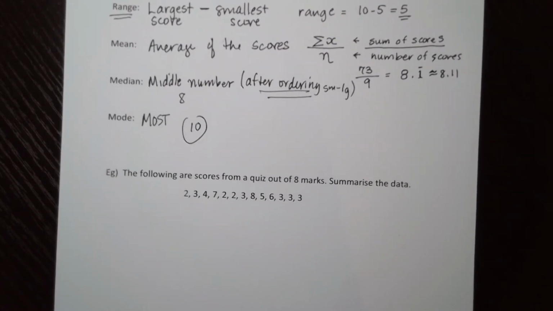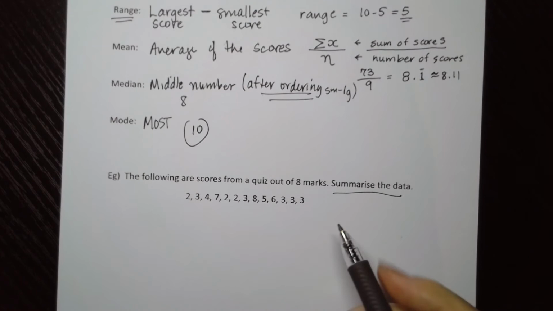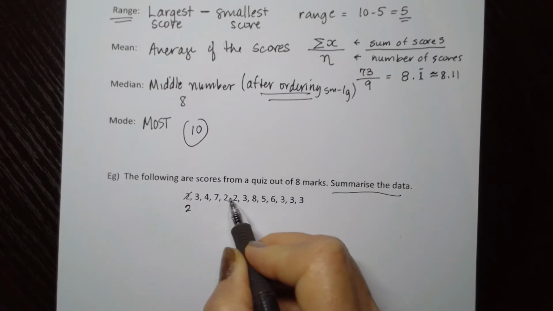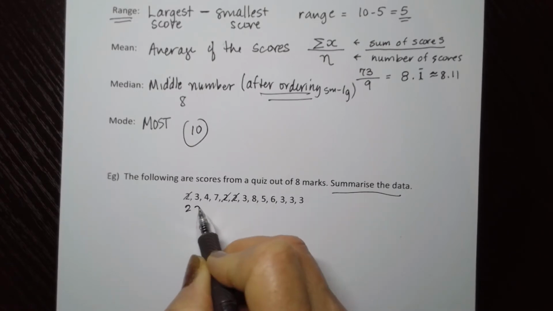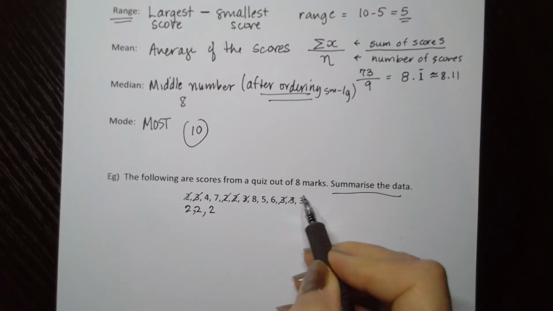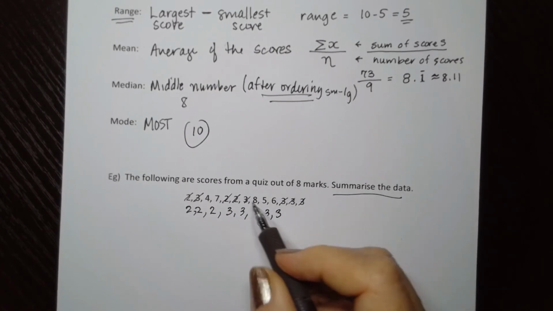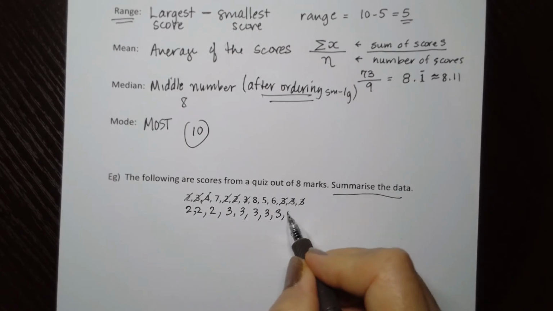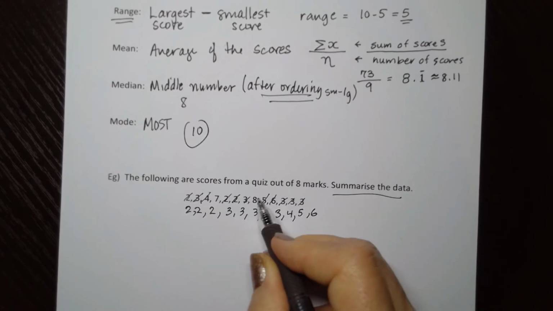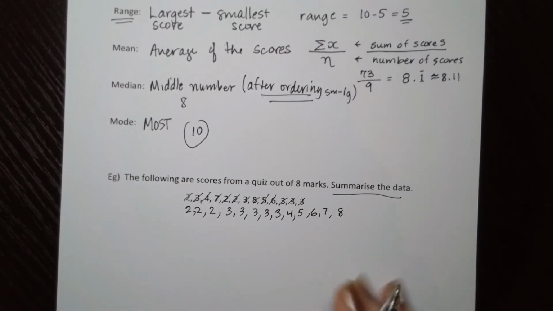Okay, so here's my example. It says, the following scores are a quiz out of 8 marks. Summarize the data. So I want to find each part. The first thing I need to do, though, is put it in order. So I'm going to do that really carefully. I'm going to do 2, 3 times. And then I'll do 3, 5 times. And then I'll do 4 once, and 5 once, and 6 once. I cross off as I go so I don't mess it up and miss one. 7, and then 8. So the very first thing you always do, put them in order.